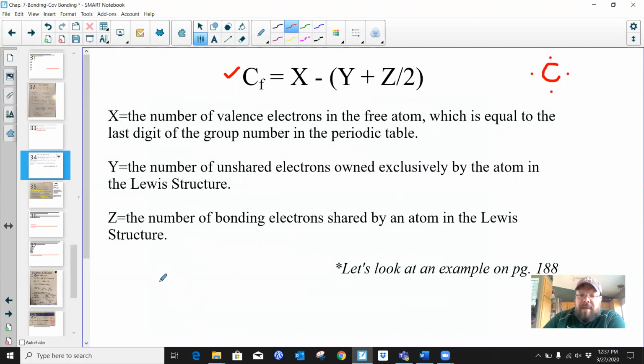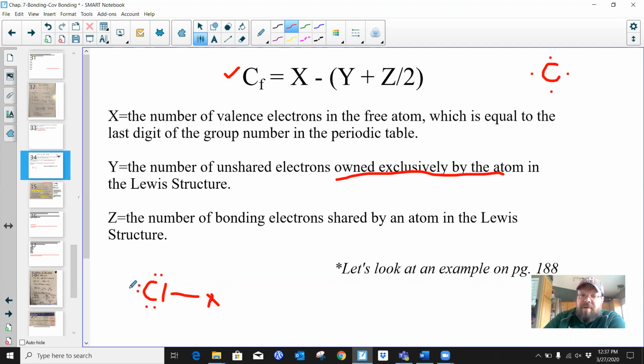So this would be an example of chlorine, which is in group 17 and likes to form a single bond. So chlorine will form a single bond with some other element over here. I don't care what else it is. But chlorine has a total of 6 unshared electrons. Chlorine's bonded to something else over here, forming a single bond. The number of unshared electrons owned exclusively by the atom, in this case chlorine, is 6.